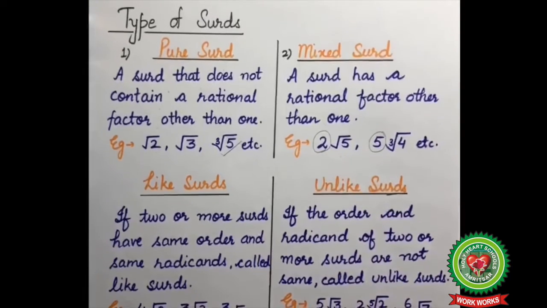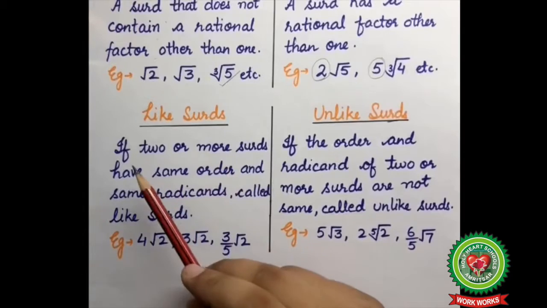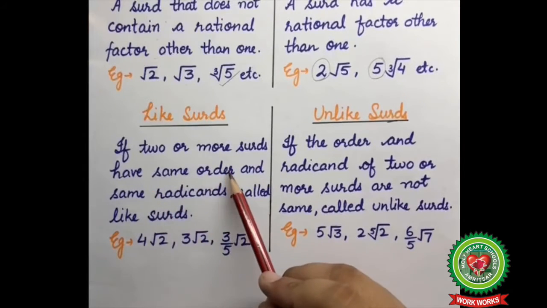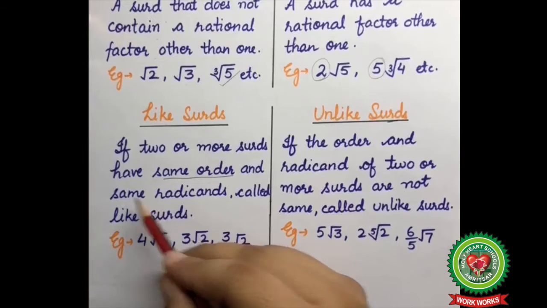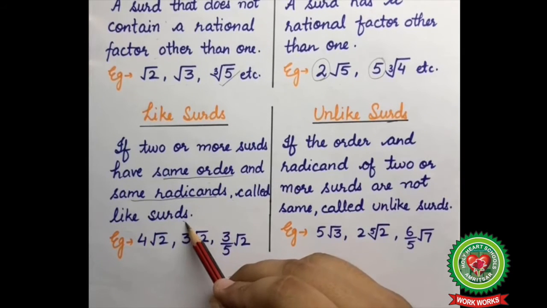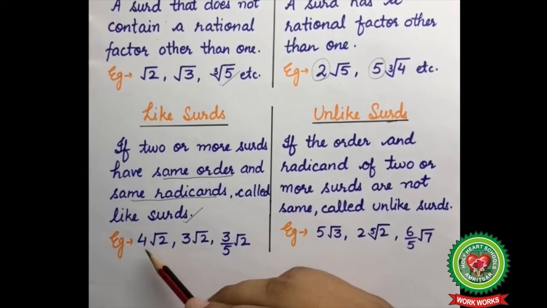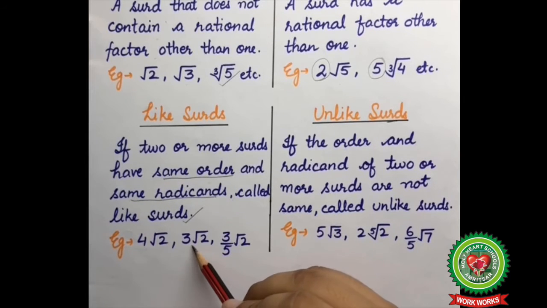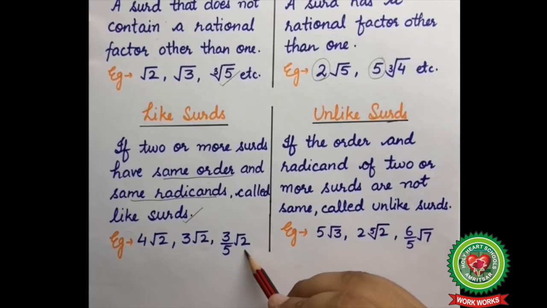Now the third type of surd is the like surds, which is if 2 or more surds have the same order and the same radicand, then they are called like surds. For example, 4 under root 2, 3 under root 2, and 3 upon 5 under root 2.